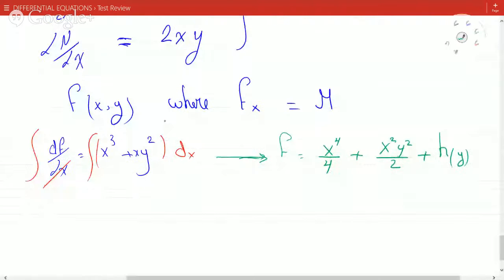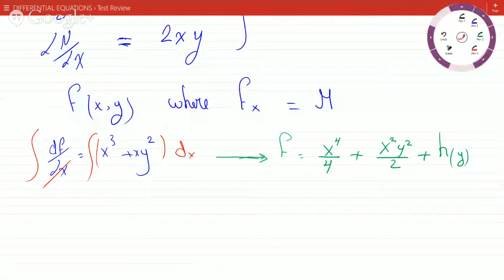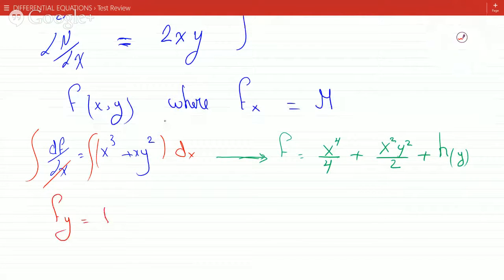Now we have to find what that h of y is. Well, we also have another piece of information that says partial f with respect to y has to equal N, which means df over dy has to equal x squared y plus y cubed. And now we're going to find the partial.